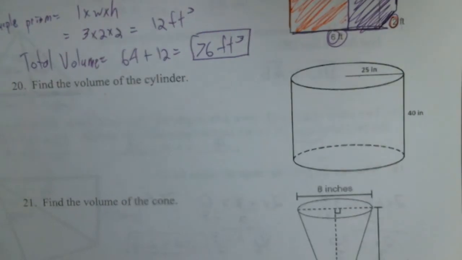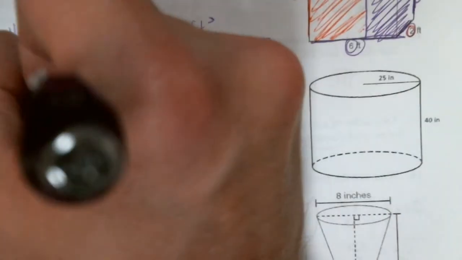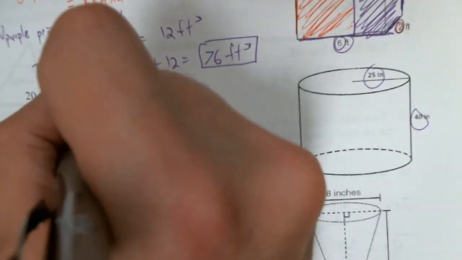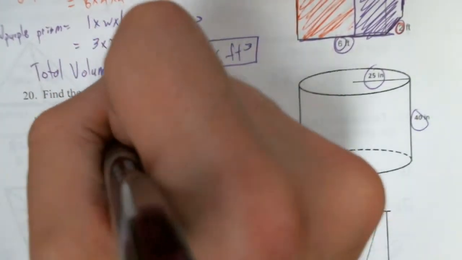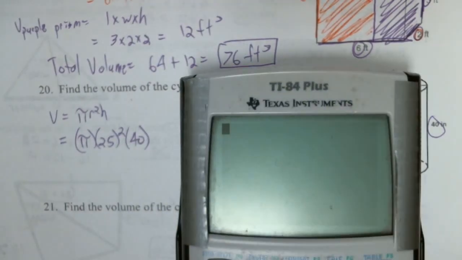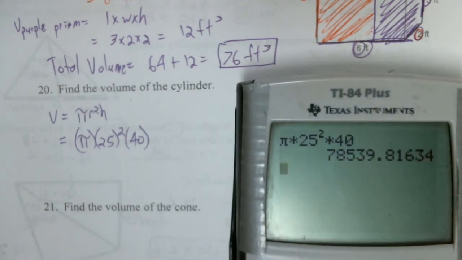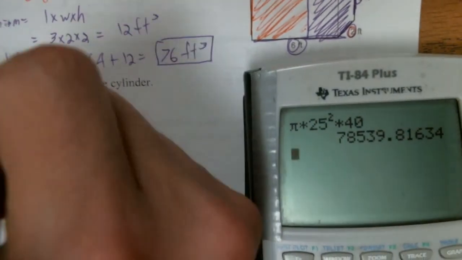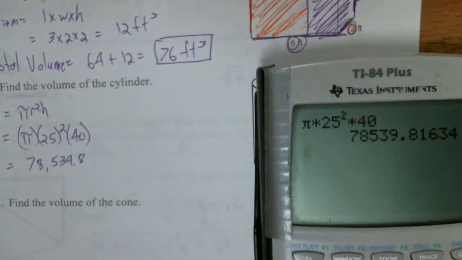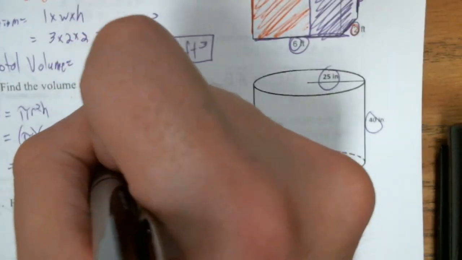Okay, number 20. These last four are super easy. It's just plug and chug into the formula. The formula for the volume of a cylinder is pi r squared h. Do I have the radius? Yes, I do. Do I have the height? Yes, I do. So that's pi times my radius squared times the height, which is 40. They don't say leave it in terms of pi, so I am typing pi into my calculator. It's second pi times 25 squared times 40. That gives me 78,539.8, and the units are inches, so it's inches cubed.